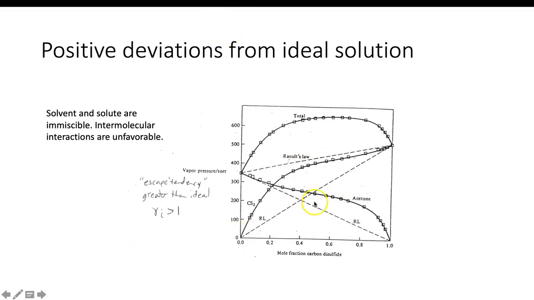Comparing to ideal solution, we have once again Raoult's law on dotted lines, and you'll notice in each case the deviation is large: the vapor pressure is much higher than what Raoult's law would predict. So we have a greater escape tendency than ideal, and the activity coefficient is greater than 1. These are immiscible solvent and solute. The intermolecular interactions are so unfavorable that they push into the vapor, where they will have no intermolecular interactions. That's what you get with positive deviation from an ideal solution.